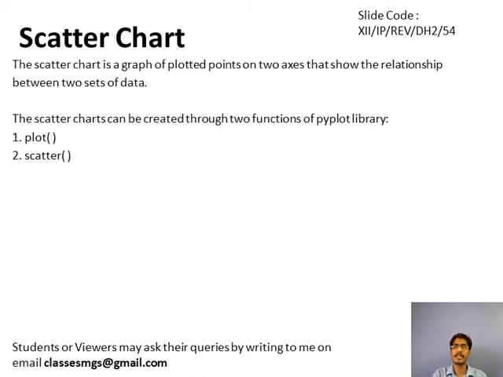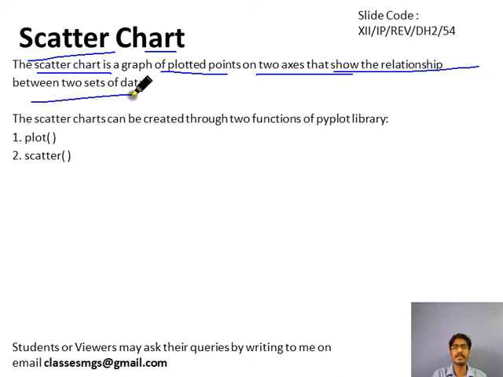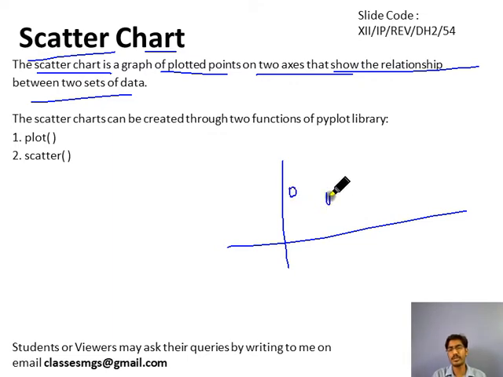Now we will see another chart, that is the scatter chart. How can we draw a scatter chart? A scatter chart is a graph of plotted points on two axes that shows the relationship between two data sets. We have already seen how the scatter graph looks. This way it shows the trends in data. It is something like this.